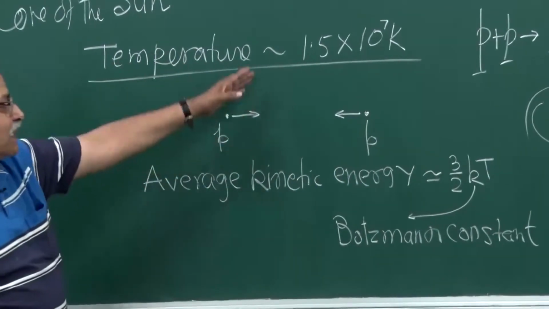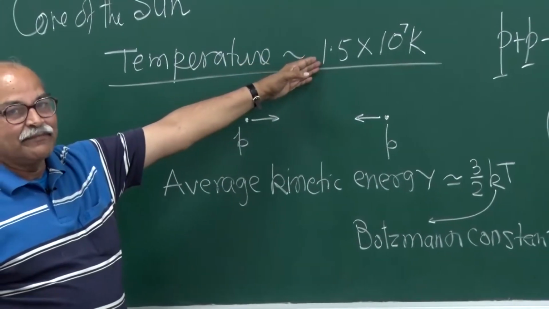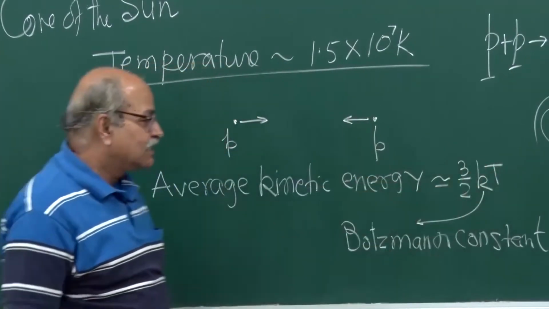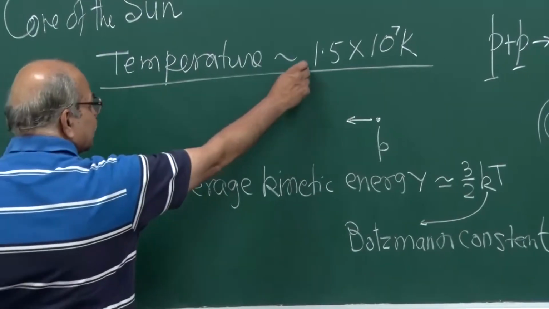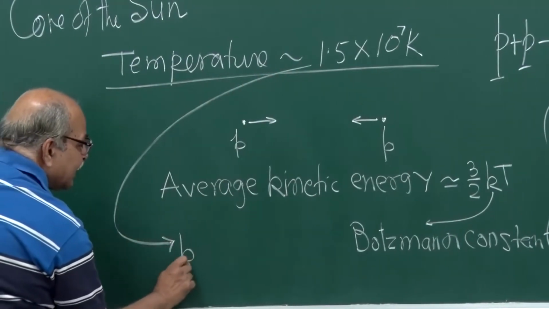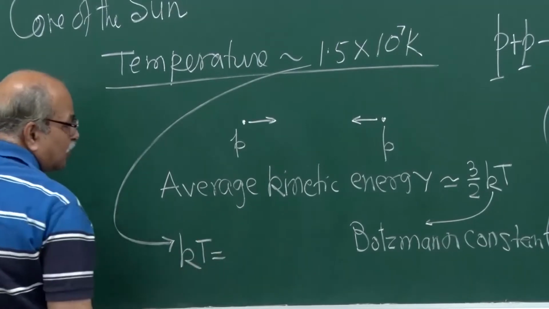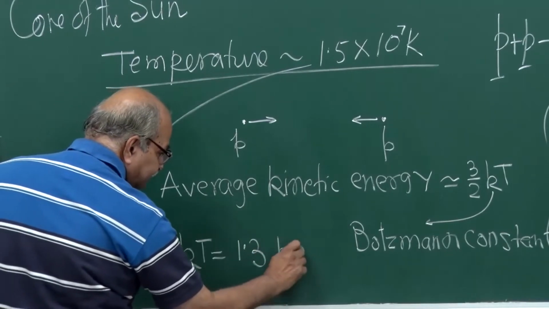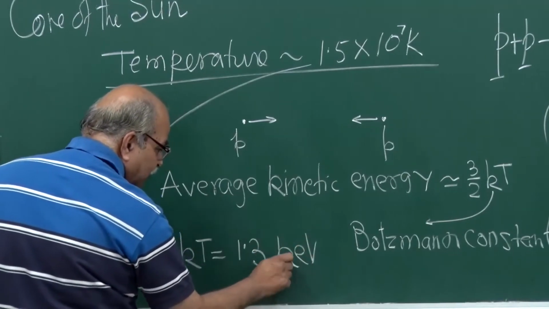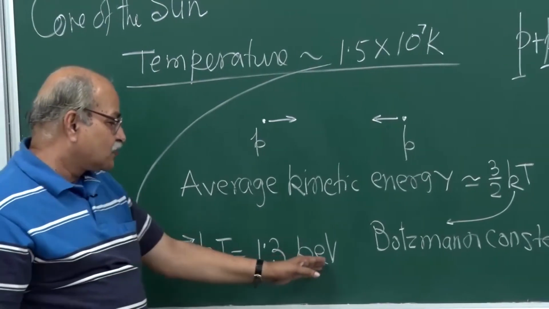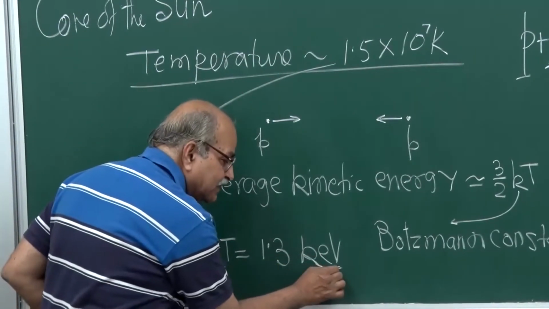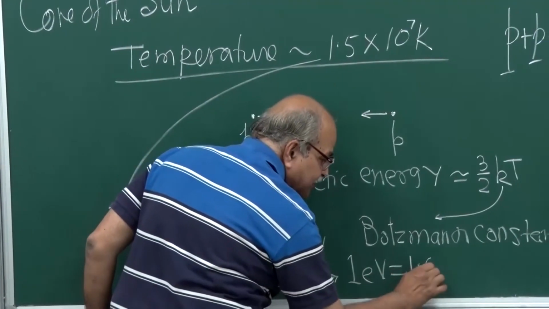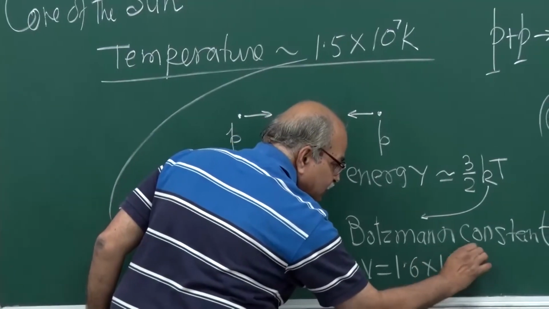Now at this temperature, what is the value of this kT? This kT at this temperature turns out to be about 1.3 kilo electron volt. Okay, you know kilo is 10 power 3 and electron volt is a unit of energy. 1 electron volt is 1.6 into 10 power minus 19 joules.